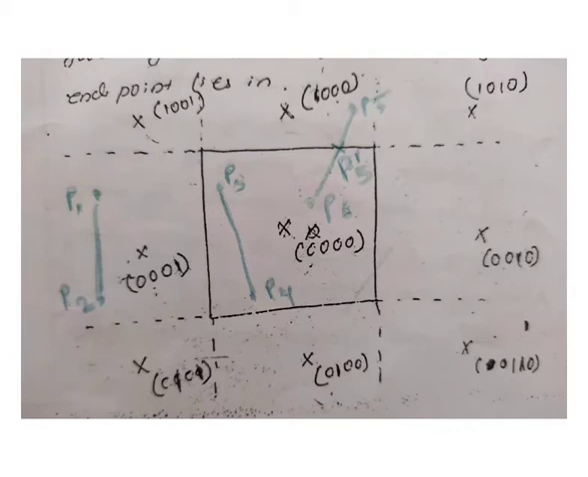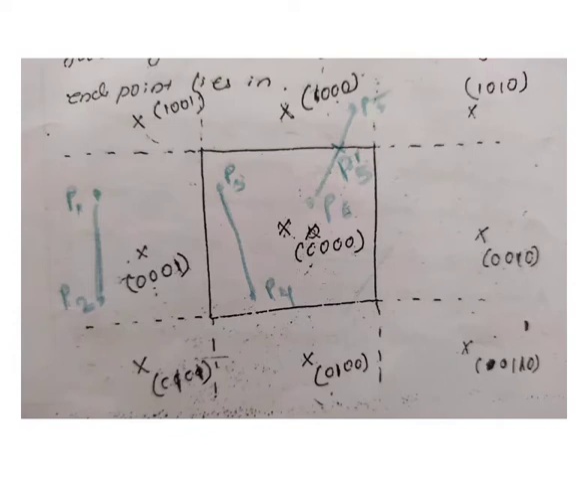Next, consider the line segment P3 P4. While taking the logical AND of this segment, it also has the same 4-bit code, that is 0000. While ANDing this, we get the same answer, 0000. It means that this line segment is inside the window.